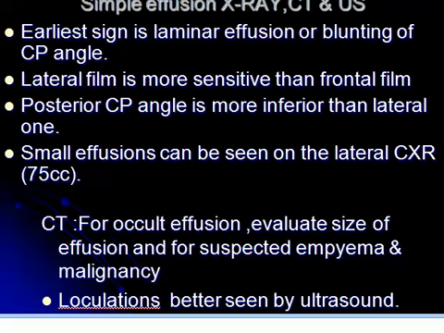Simple effusion on X-rays, CT, and US. The earliest sign is the laminar effusion or the blunting of the CP angle. The lateral film, of course, is more sensitive because it flows up. The posterior costophrenic angle is more inferior than the lateral one, so this is the most common to start in. Small effusion can be seen on a lateral X-ray in the posterior costophrenic angle. So altogether, the earliest sign is the obliteration of the CP angle and laminar effusion.